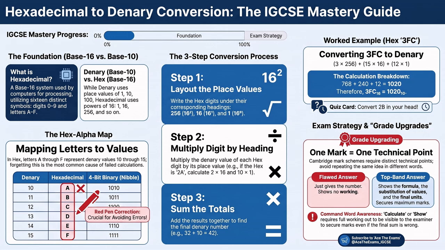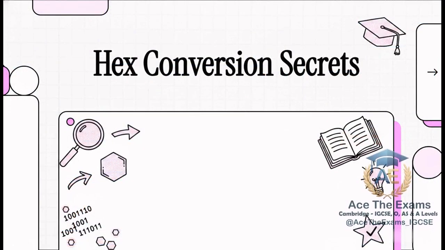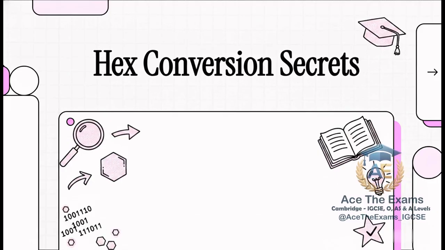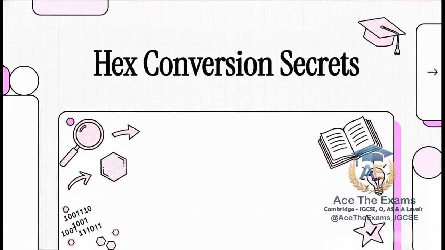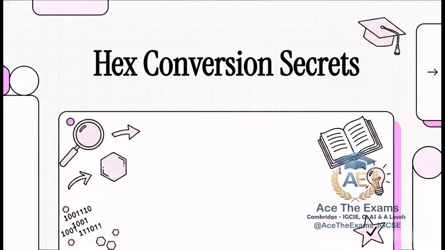All right, let's dive straight in. If you're gearing up for your Cambridge IGCSE computer science exams, you absolutely need the precise formula to completely ace hexadecimal conversions. And hey, that's exactly what this explainer is all about. We're going to cut through all the noise and show you exactly how examiners think so you can maximize your marks. Let's get to it.